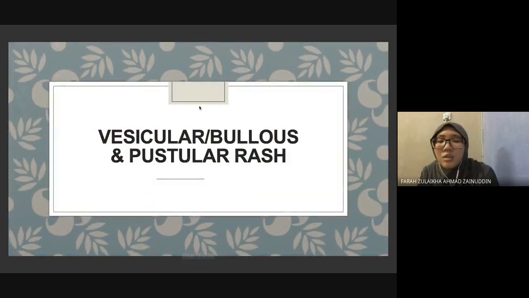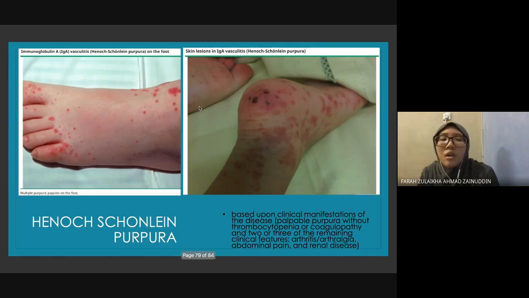Next is vesicular, bullous and pustular rash, like Henoch-Schönlein purpura. It is a palpable purpura without thrombocytopenia or coagulopathy.